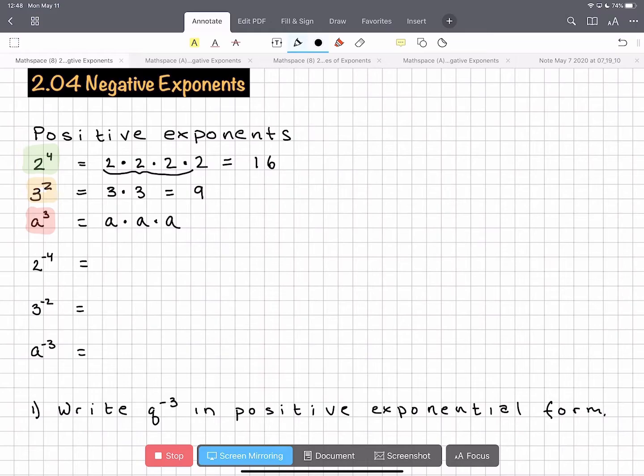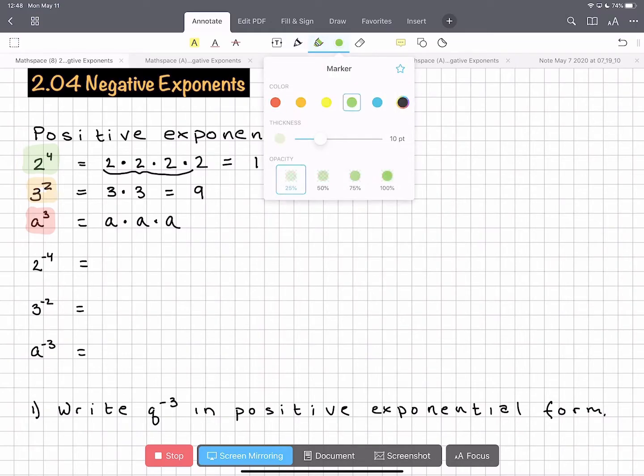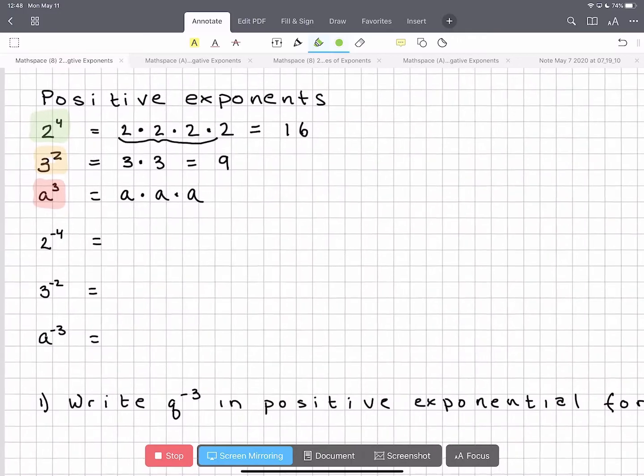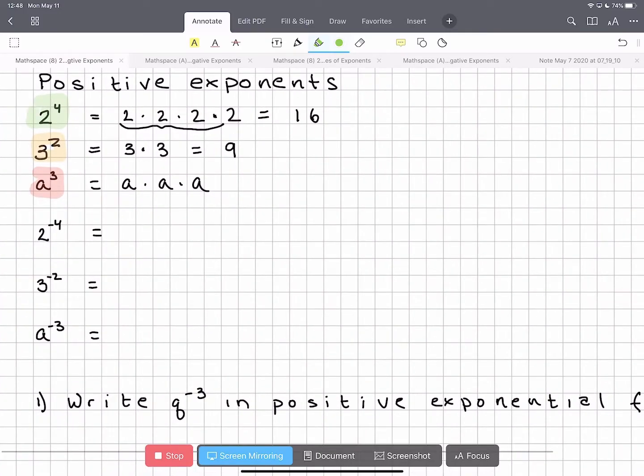Now, negative exponents are also repeated multiplication. But instead of multiplying by 2 repeatedly in this first one, the negative exponent tells me I'm going to multiply by the reciprocal of 2. So the reciprocal of 2 is 1/2. So I'm going to repeatedly multiply 1/2 4 times. So 1/2 times 1/2 times 1/2 times 1/2.